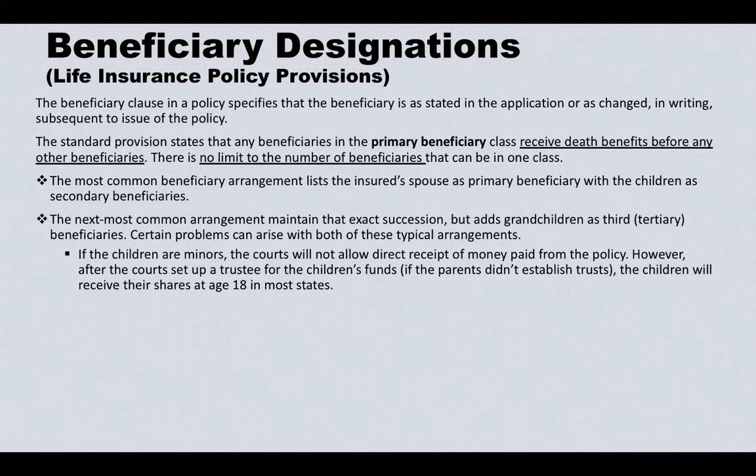The next most common arrangement maintains that exact succession but adds the grandchildren as third beneficiaries. Certain problems can arise with both of these types of arrangements. If the children are minors, the court will not allow direct receipt of the money paid from the policy. Instead, the court will set up a trustee for the children's funds. If the parents don't establish a trust, the children will receive their shares at age 18 in most states.